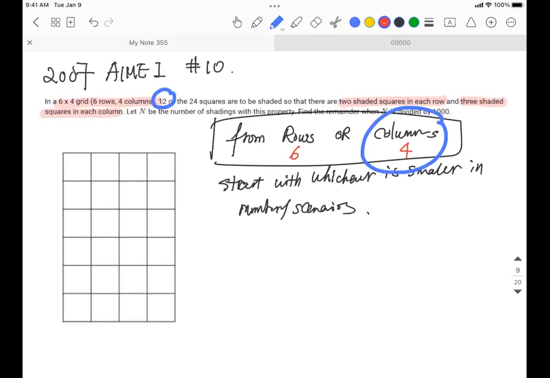Okay, now step number 1, you understand. I must start from columns. All my casework must be focused on the columns.